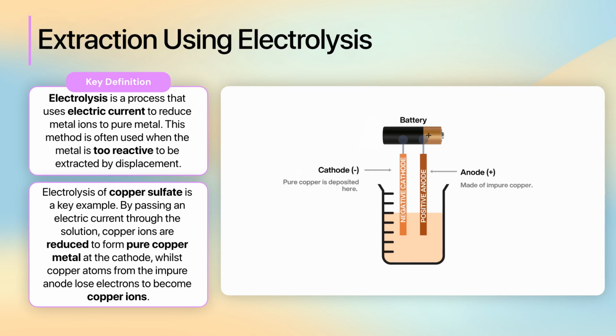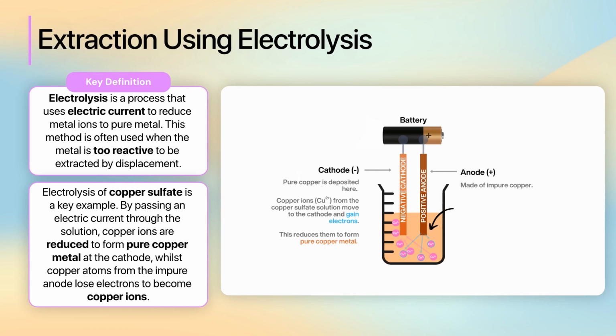The setup involves a positive electrode, called an anode, made of impure copper, and a negative electrode, a cathode, where pure copper will be deposited. When an electric current is passed through the solution, copper ions from the copper sulfate solution move to the cathode, gain electrons, and get reduced to form pure copper metal.